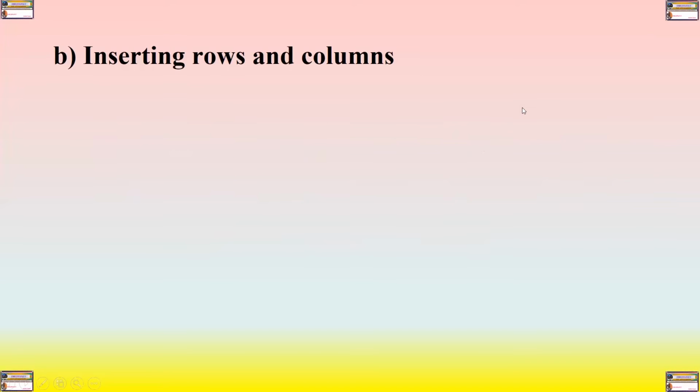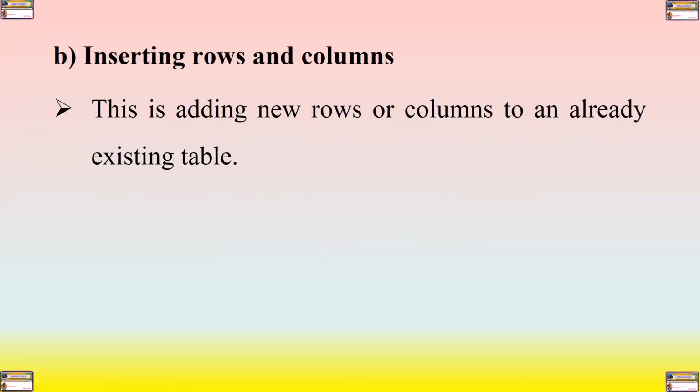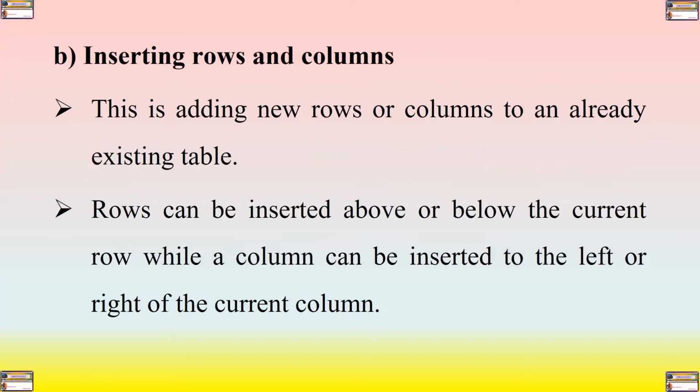Then you can also insert the rows and the columns. If you find that the number of rows or the number of columns that you need are not adequate, you can add more. So inserting rows and columns is simply the task of adding new rows or columns to an already existing table. Rows can be inserted above or below the current row, while a column can be inserted to the left or right of the current column.